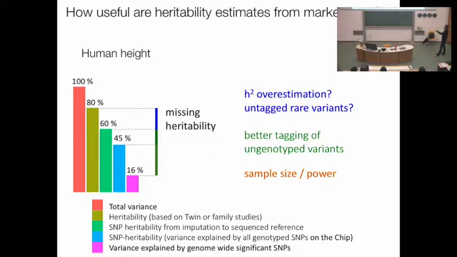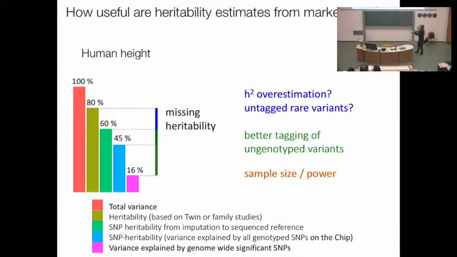And these differences from 16% up to 45% are a result of sample size and power, as I'll explain in a minute. This is a result of better tagging of variants, and this could either be because there are rare variants that contribute towards the phenotypic variation that we're not capturing even with imputation, or that our family estimates are upwardly inflated, as I showed for BMI.